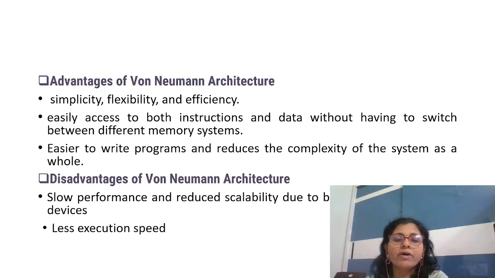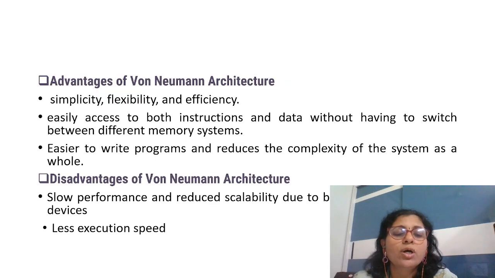Now the advantages of Von-neumann architecture: it is very simple in the sense that only one memory stores both instructions as well as data. Because of this, it is very simple, efficient and flexible also. The complexity involved in the Von-neumann architecture is very low as compared to Harvard architecture. We can easily store our program and read it with less complexity in the case of Von-neumann architecture.